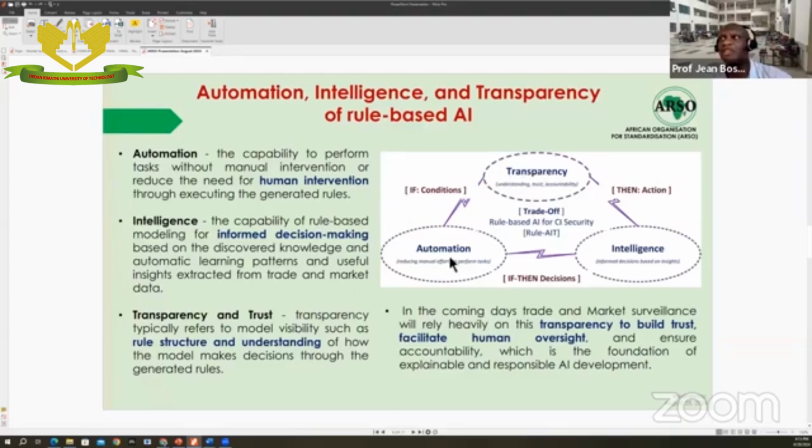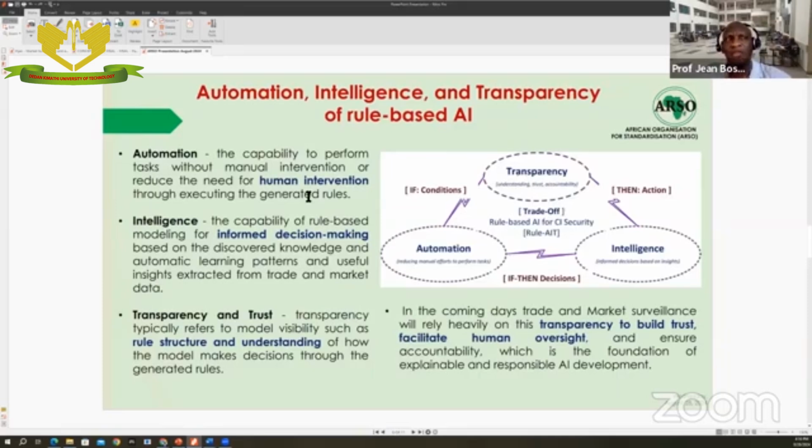But if you have not generated rules which allow human intervention, we are not moving away from the black box of artificial intelligence. By going to if-then rules, we are allowing the human being to use his intelligence, because a human being is intelligent, and an algorithm helps him to run very big, very complex data. We also need the capability of rule-based modeling, which can inform the decision based on the discovered knowledge and automatic learning.